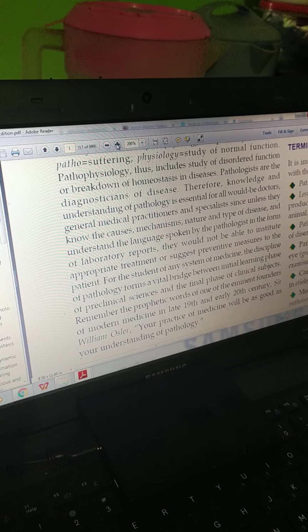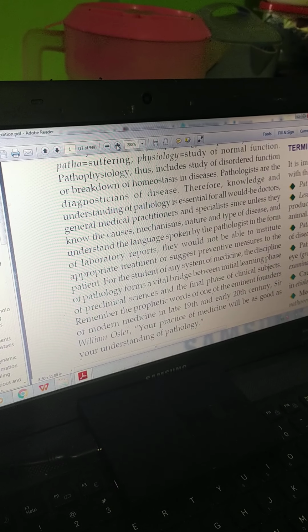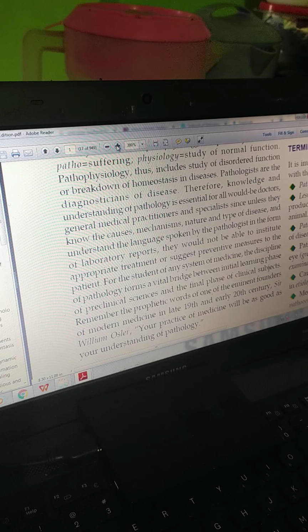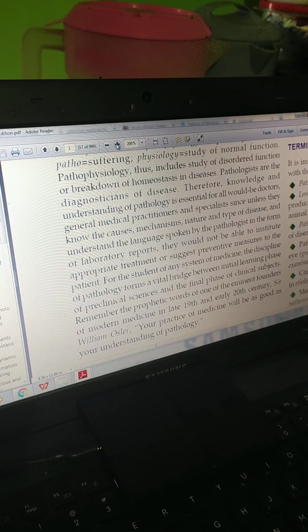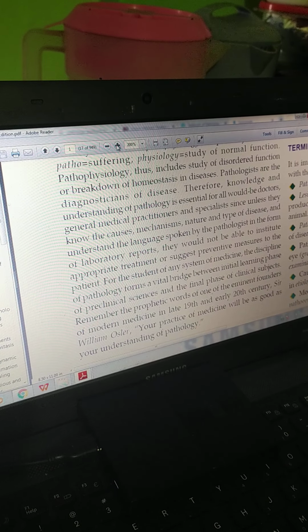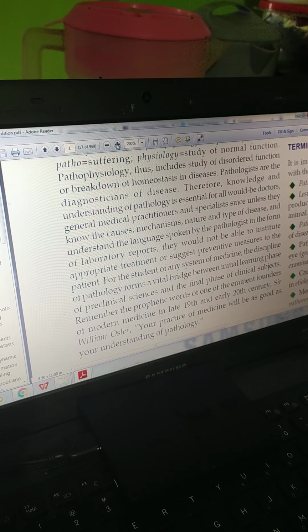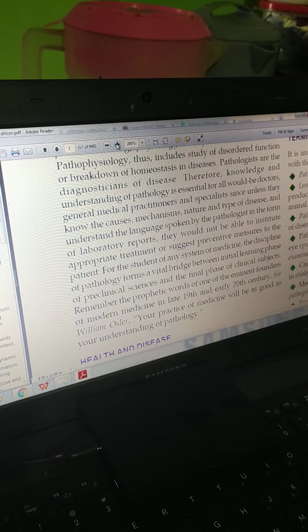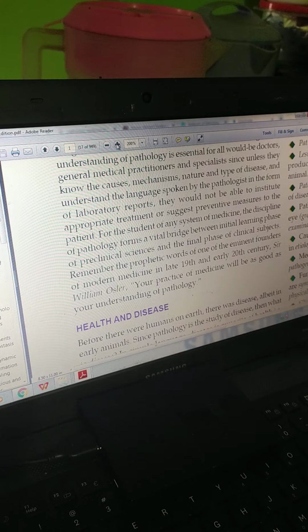For the student of any system of medicine, the discipline of pathology forms a vital bridge between the initial learning phase of preclinical science and the final phase of clinical subjects. Remember the prophetic words of one of the eminent founders of modern medicine in late 19th and early 20th century, Sir William Osler: Your practice of medicine will be as good as your understanding of pathology.